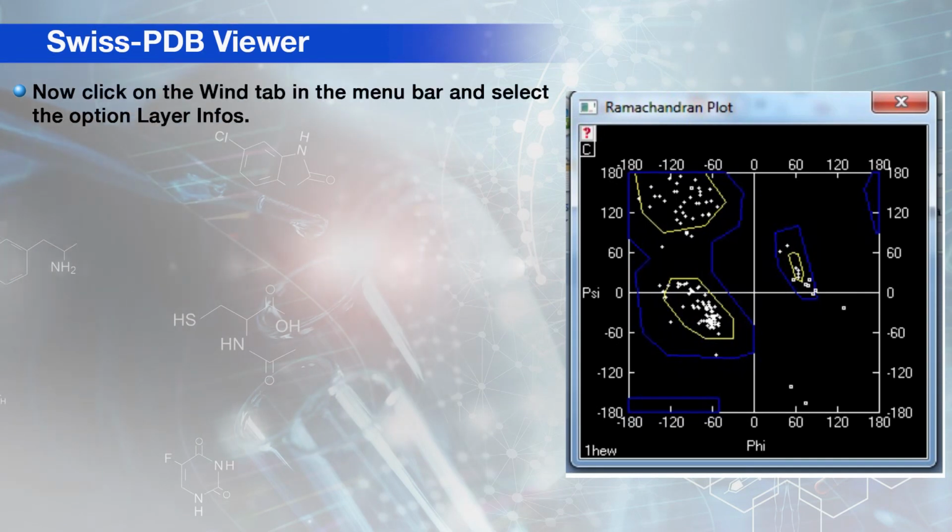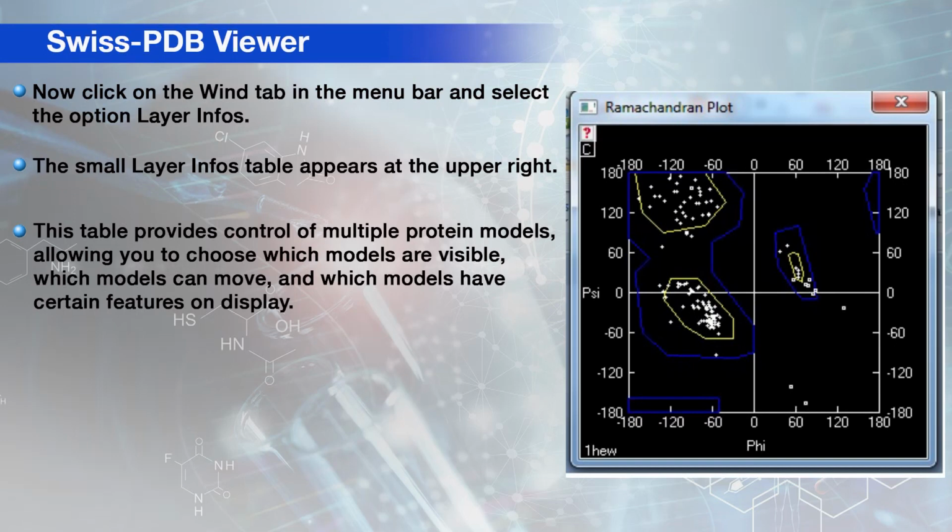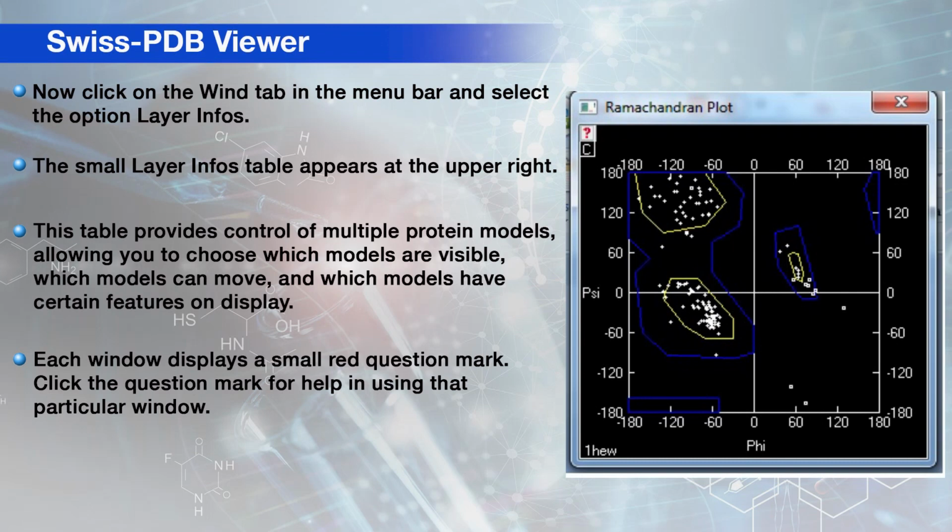Now click on the Wind tab in the menu bar and select the option Layer Infos. The small Layer Infos table appears at the upper right. This table provides control of multiple protein models, allowing you to choose which models are visible, which models can move and which models have certain features on display. Each window displays a small red question mark. Click the question mark for help in using the particular window.